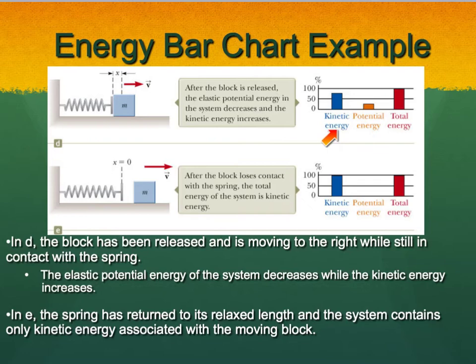Finally, if we look at our E, we see that the block will eventually lose contact with the spring because the spring will ultimately reach its equilibrium position at x equals 0. Once that happens, the block has just kinetic energy because it has some velocity. And again, our total energy was conserved because all we did was convert our potential energy into kinetic energy.